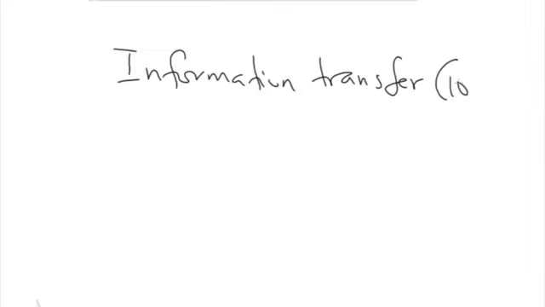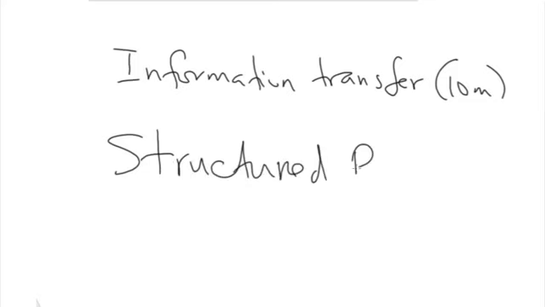Section B, information transfer. And it carries 10 marks. Okay. What are the types of questions that can be asked? What you have is structured response. So, what are the types of questions that can be asked?